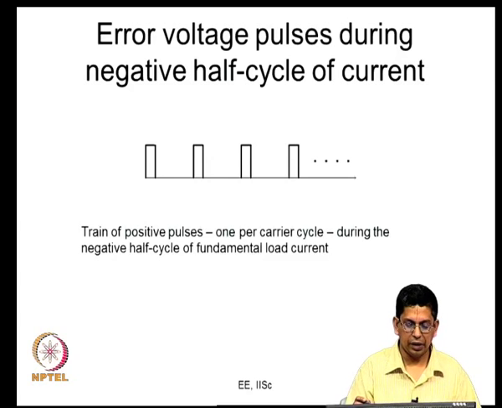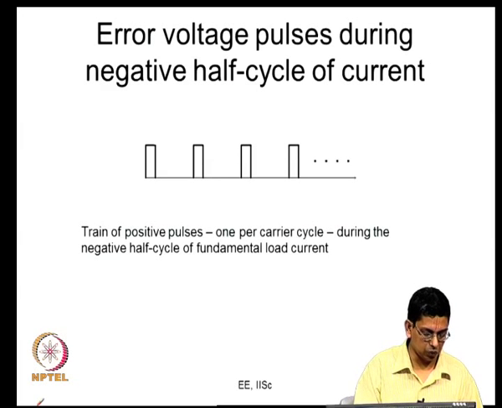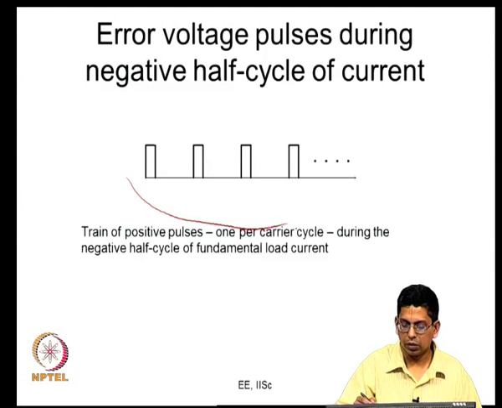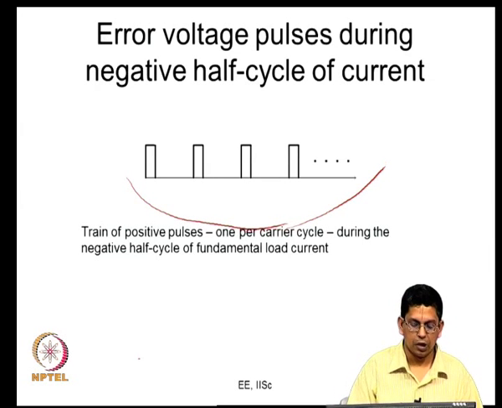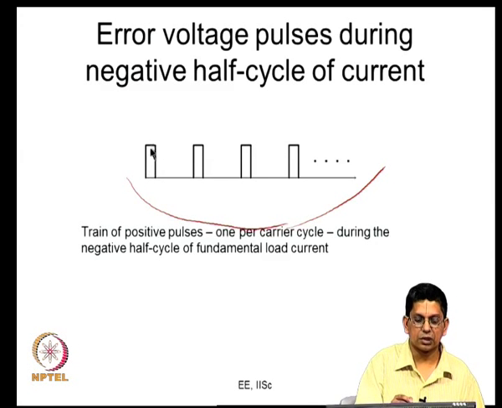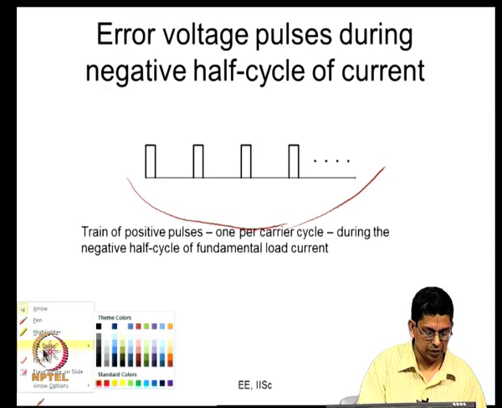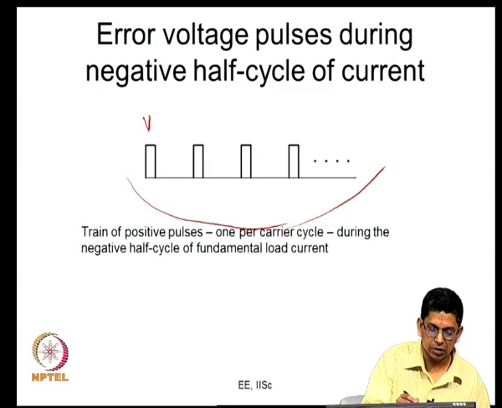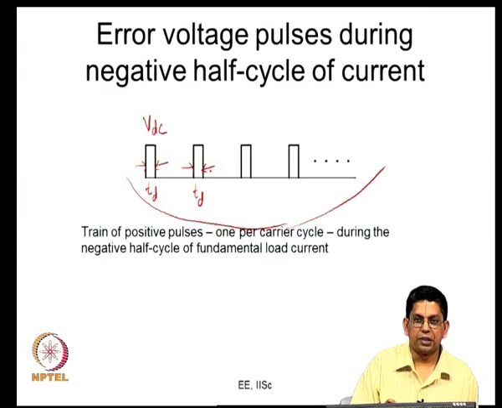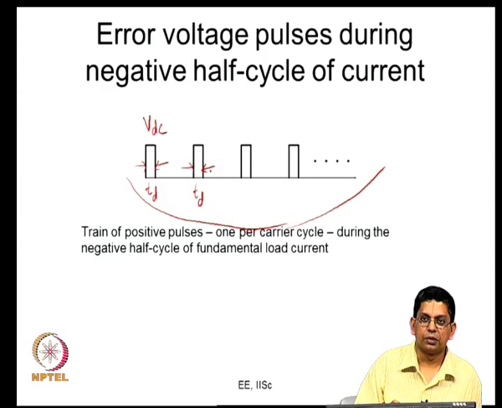Next, what happens? Let us say you are looking at the negative half cycle of the load current. You have the negative half cycle of the load current like this. So, during the negative half cycle you have these pulses. What is the height of this pulse? It is the same thing, the height of the pulse is VDC and the width of the pulse is Td. So, you have such kind of things.